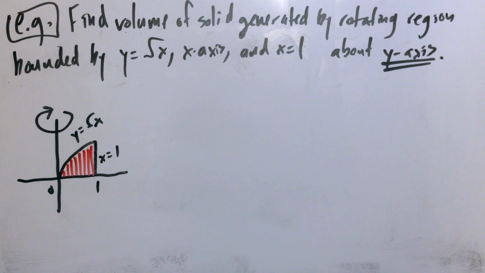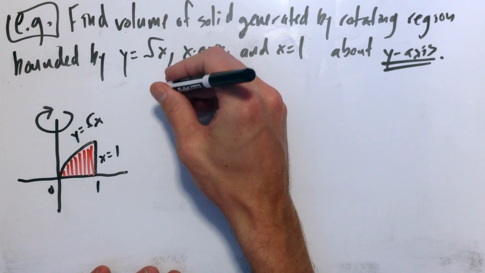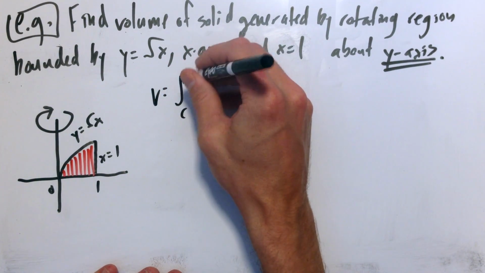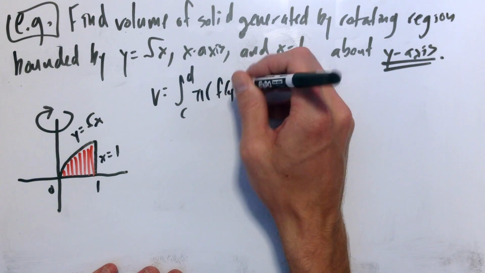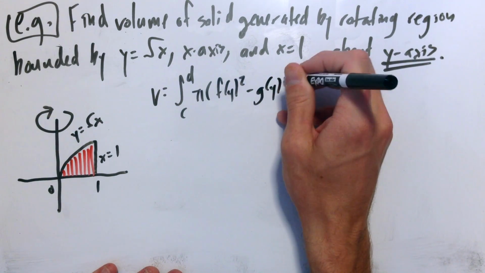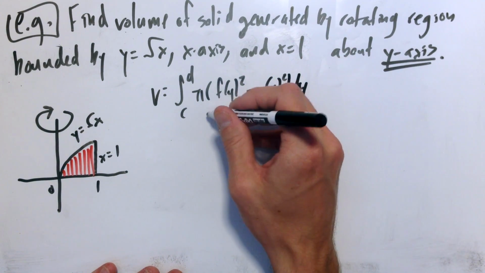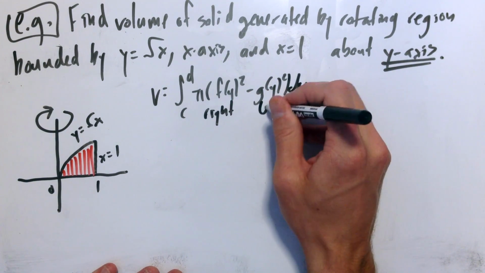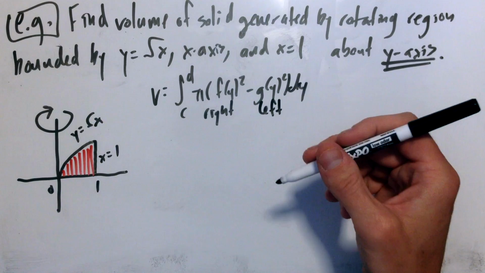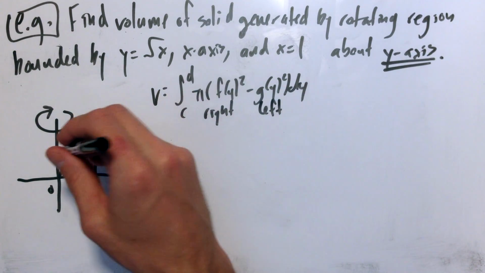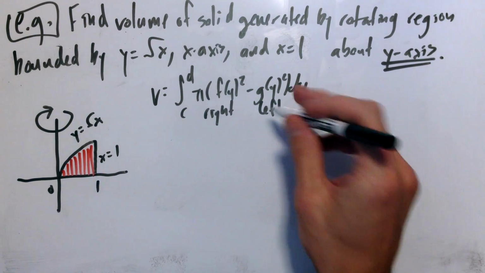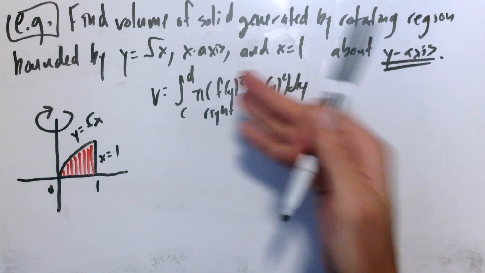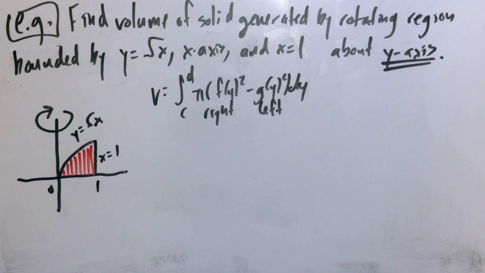So we need to represent the curves as x is a function of y. And then what we're going to get is the volume is going to be the integral from c to d, where c and d are limits over y, of pi times f of y squared minus g of y squared dy, where f of y is the function that is on the right and g of y is the function that's on the left. Or if the region touches the y-axis, like the first set of things we did with the disk method, then we could just get rid of the g of y and just have f of y squared. But let's look at this over here.